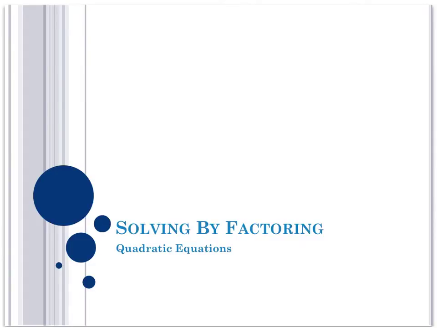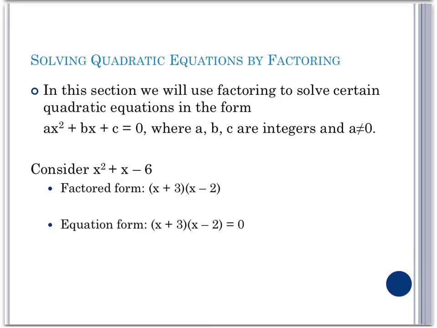In this podcast, we will look at quadratic equations and solving them by factoring. Again, if we use factoring on our quadratic equations, they're going to be in the form of ax squared plus bx plus c is equal to 0, where a, b, and c are integers, positive and negative whole numbers, and 0, but we don't want our leading coefficient to be 0. Again, we say certain quadratic equations because not all quadratic equations are factorable.